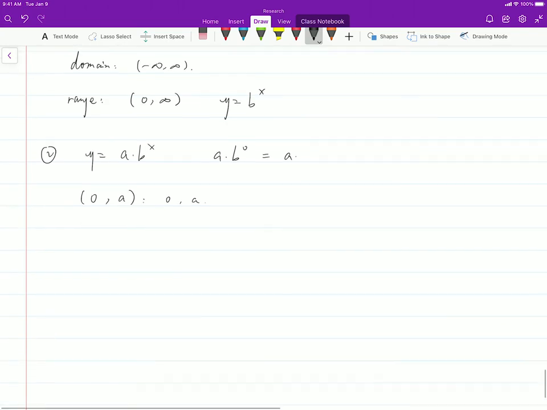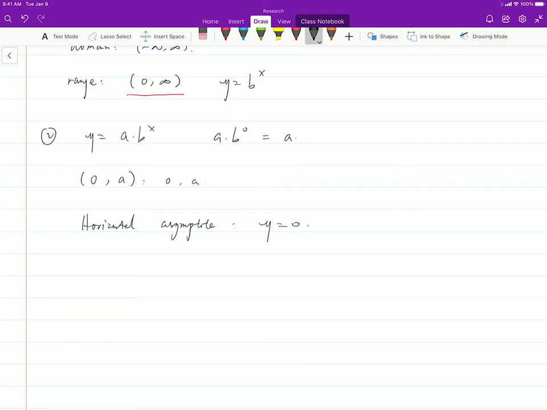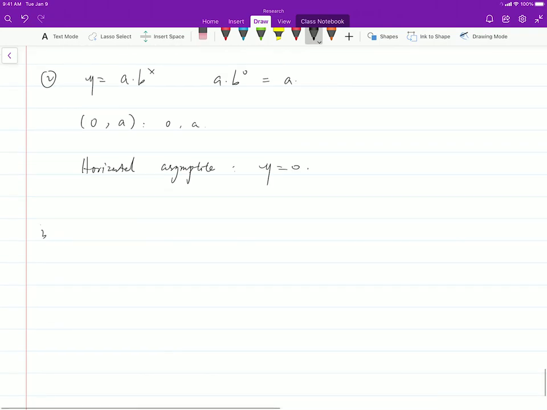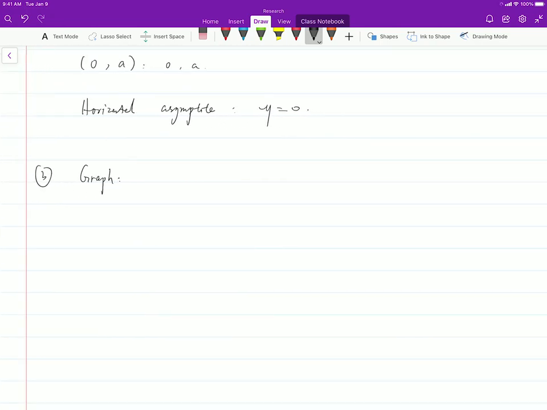Okay. Now, according to this thing here and the thing we just computed, it's not hard to see this one has a horizontal asymptote, which is y equals 0. It will be very close to 0, but never touches 0, because the range is from 0 to infinity. Okay, with all that in mind, let's go draw the graph. Okay, for simplicity, let's take this one, and let's only consider this one. Because when you multiply a, you basically just rescale it. We know how to do it. The harder part is how to draw this.